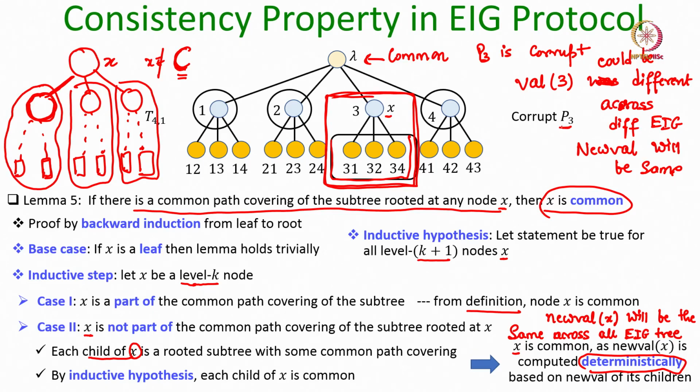So, again if I focus on this example, where if party P3 is corrupt, then val 3 could be different across different EIG trees, but new val of 3 will turn out to be the same. And if new val of 3 turns out to be the same in all the copies of the EIG tree, and anyhow all the remaining nodes whose label ends with the index of an honest party are common, since the new val of the root is computed deterministically based on the majority rule, every honest party will have the same new val computed for its root node, and that ensures that every honest party ends up with a common output, and that shows that the consistency property is satisfied in the EIG protocol.